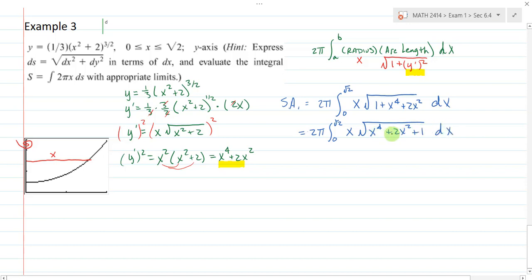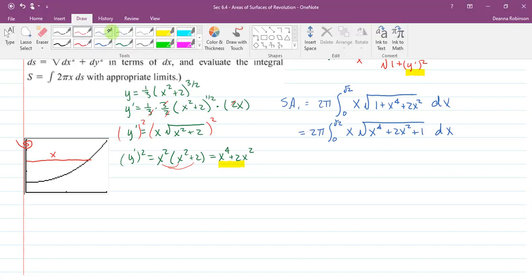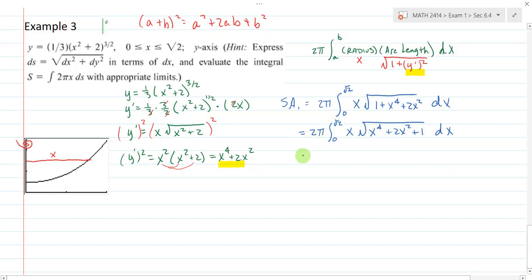Does this factor? This is a perfect square of sums, isn't it? Do you remember your factor rules? If you had a plus b squared, that would FOIL out into a squared plus 2ab plus b squared. Well, if a is x squared and b is 1, this will be what I get, won't it? So that means that I can rewrite that radicand as x squared plus 1 quantity squared. So now we notice that the radical will cancel out with the square. The square and the square root will cancel out.